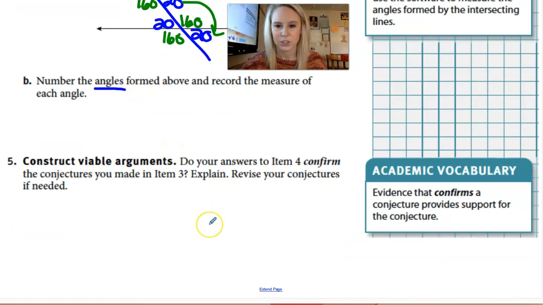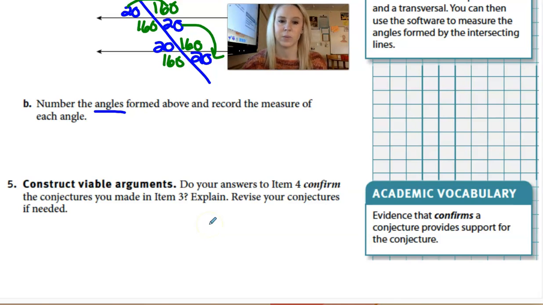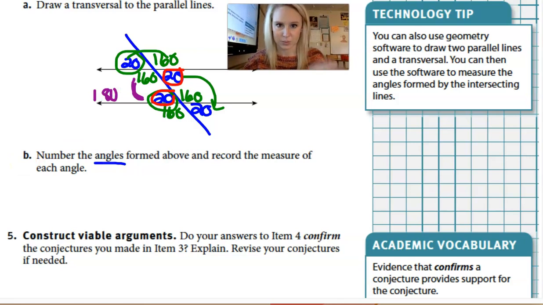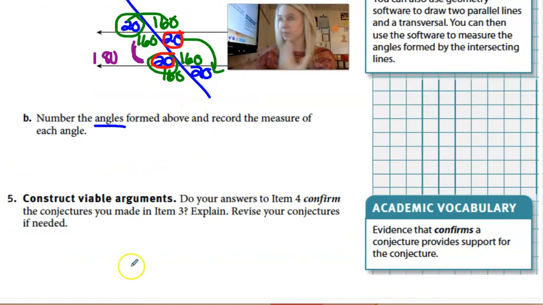So, does your answer in item number 4 confirm the conjectures we made in item number 3? So, let's talk about that. In item number 3, we said corresponding angles were congruent. Let's double check to see if that's true. 20 and 20, those are corresponding, they're congruent. We also said alternate interior was congruent. So 20 and 20, they're alternating on the inside, they are congruent. We said same side interior were supplementary. 160 and 20, they add up to 180, they're supplementary. So all the stuff we did in the previous problem worked for my example. Okay, so yes, it was all true.